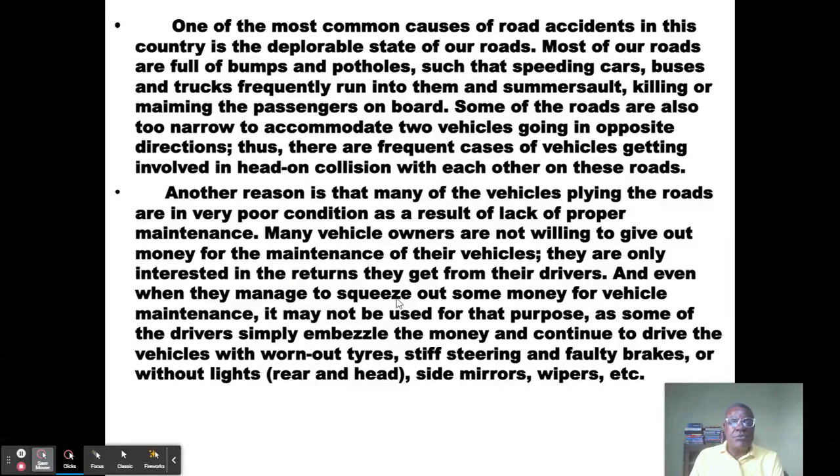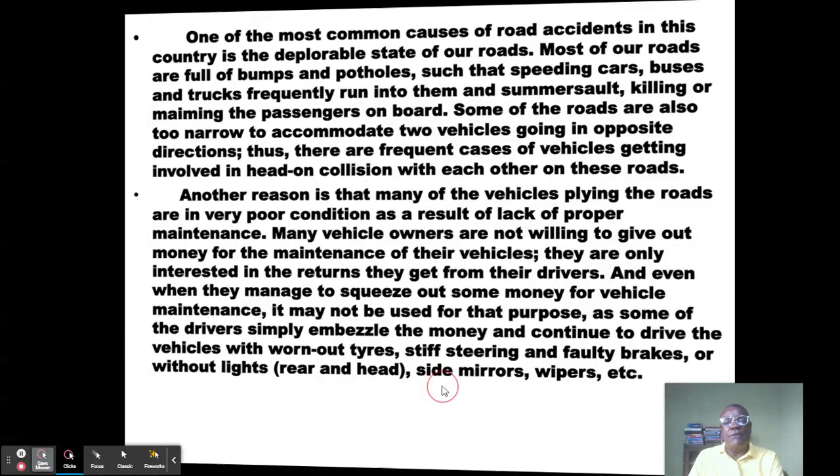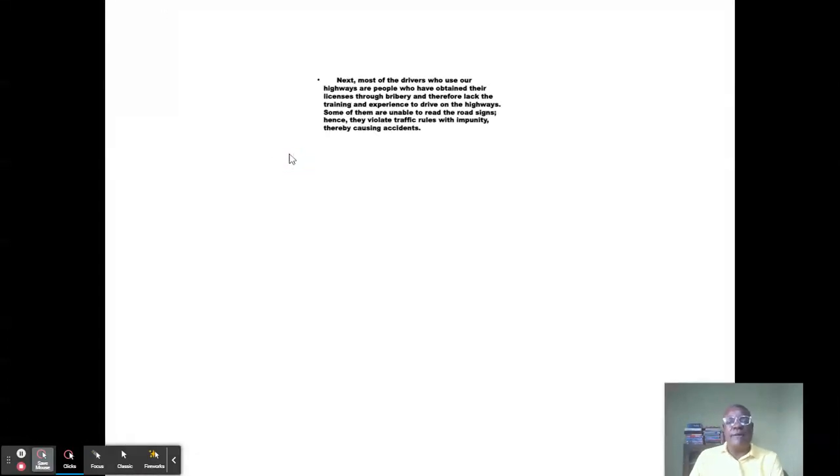And even when they manage to squeeze out some money for vehicle maintenance, it may not be used for that purpose, as some of the drivers simply embezzle the money and continue to drive the vehicles with worn out tires, stiff steering, and faulty brakes, or without lights, rear and head, side mirrors, wipers, etc. See, you have painted another picture of the things that cause road accidents. So let's now move on to the next paragraph.